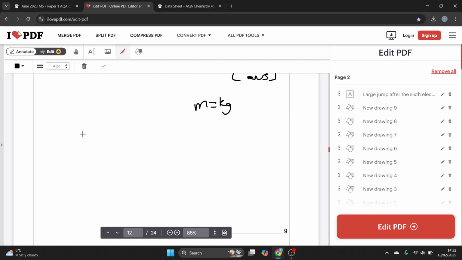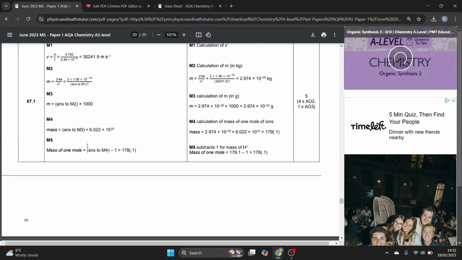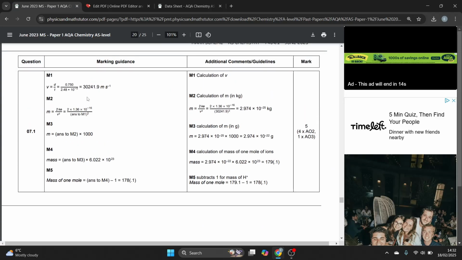So I get 2.97 times 10 to the power minus 28. So 2.97 times 10 to the power minus 28. And then I times by Avogadro's constant. So let's double check that. Perfect. So velocity is that, substitute that in.